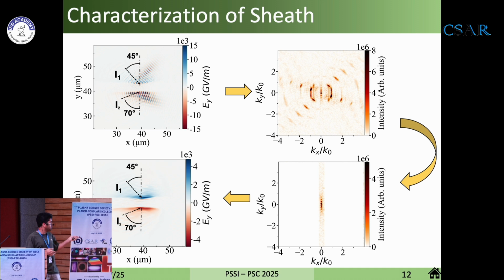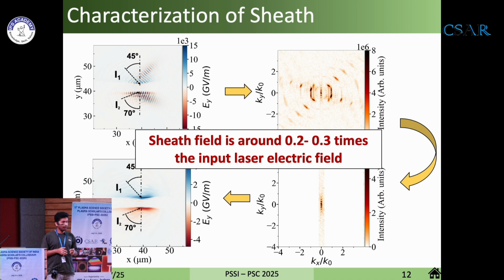And that static field is of the order of 4 × 10⁻³, which comes out to be around 0.2 to 0.3 times the input laser field. So we can establish that the sheath field is of the order of 0.3 if we are hitting a 2 lambda target with an A0 intensity of 3.